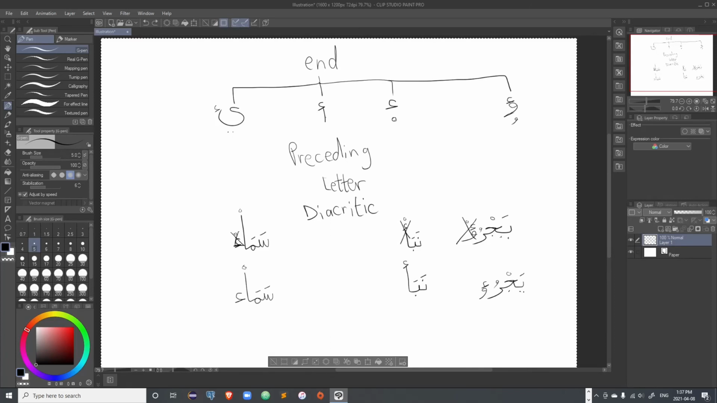Actually, to differentiate it from the kasra, I will write the fatha here. We all know that the dhamma and sukoon are always above the letter, so I can write them here for demonstrative purposes.